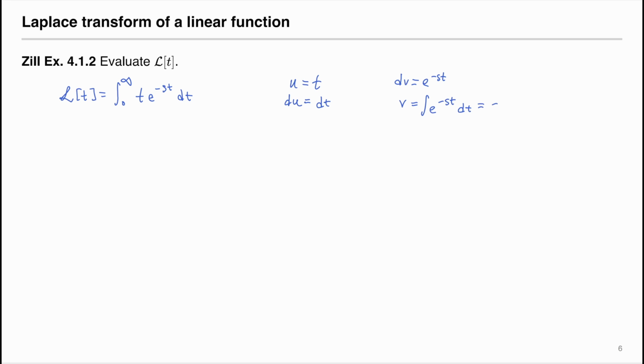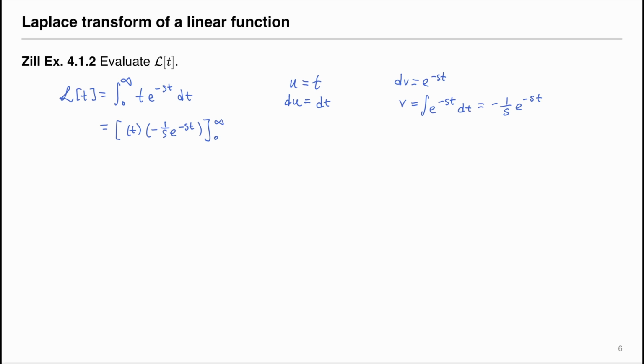And that is what we just did, which is 1 over s times negative e to the negative s t. If you're unsure of this result, you can take the derivative. So negative s goes down and it cancels out. Now we plug it in. We have the original function u equals t multiplied by v, which is negative 1 over s e to the negative s t.